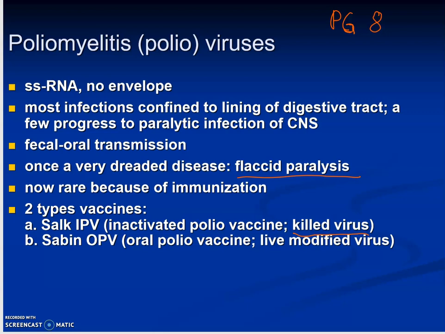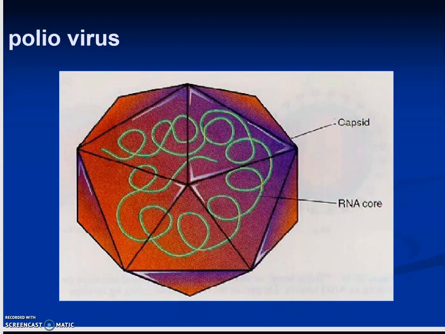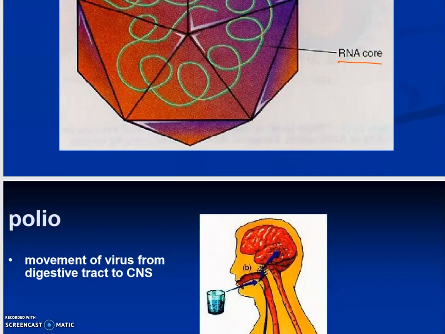There are two types of vaccines: the Salk IPV, inactivated polio vaccine, that uses the killed virus, and the Sabin OPV, the oral polio vaccine, and that one uses live modified virus. Here's an image of the polio virus. You can see the RNA core, that's the genetic material, and then the capsid on the outside.